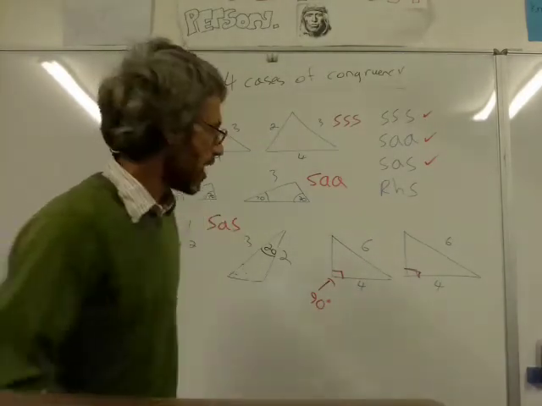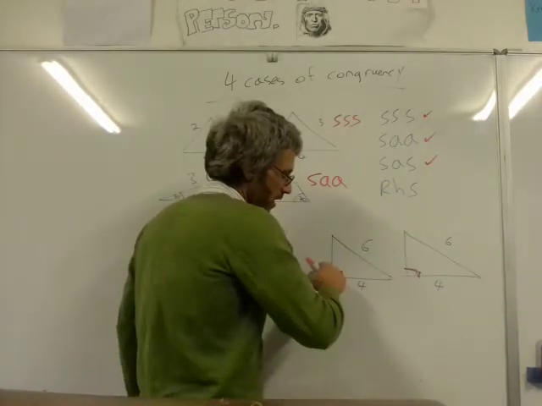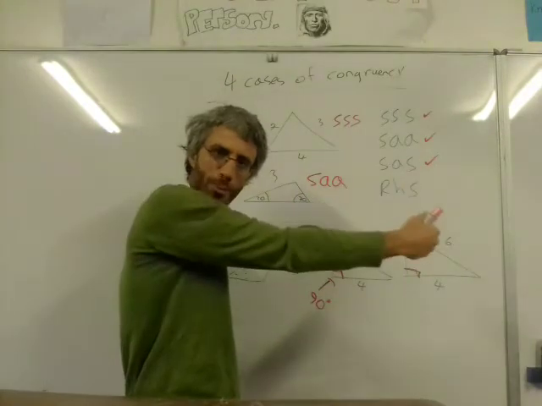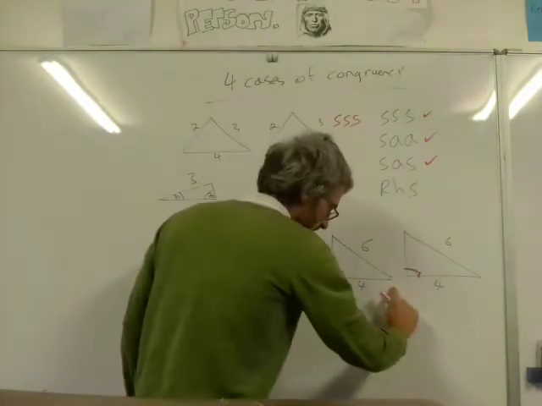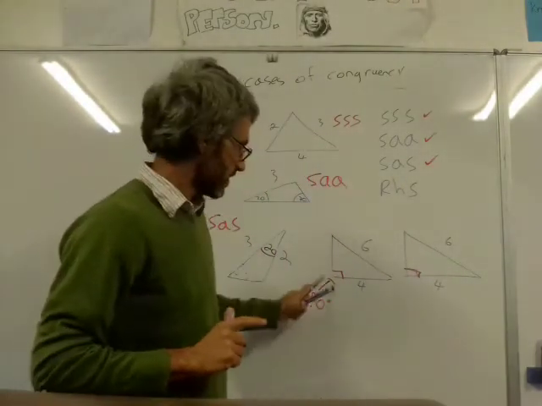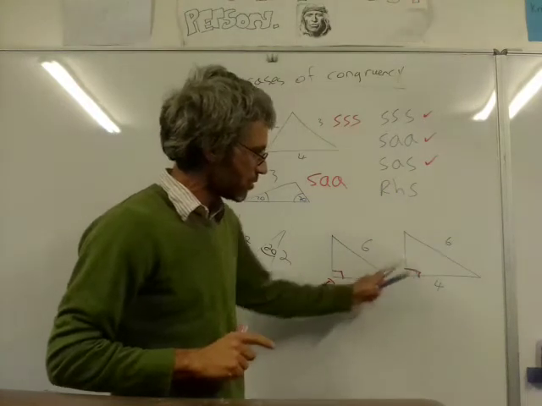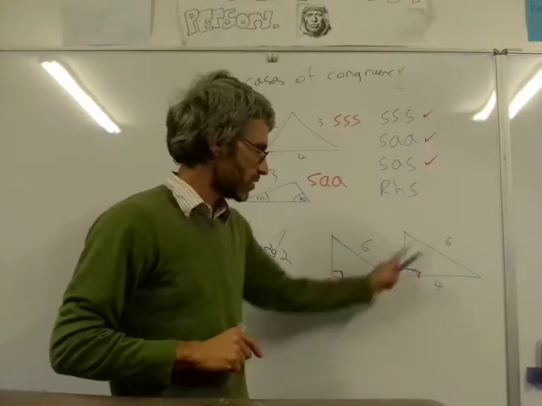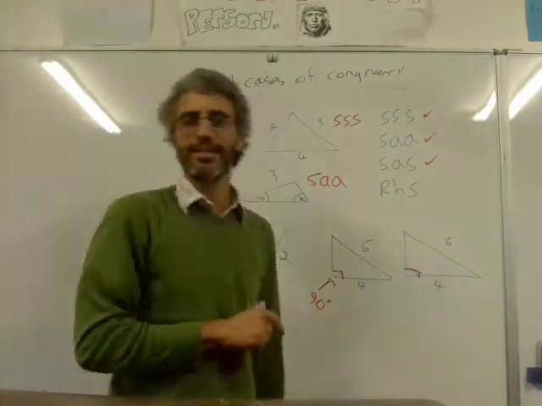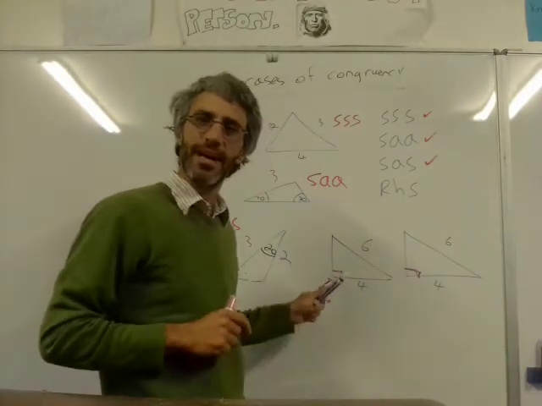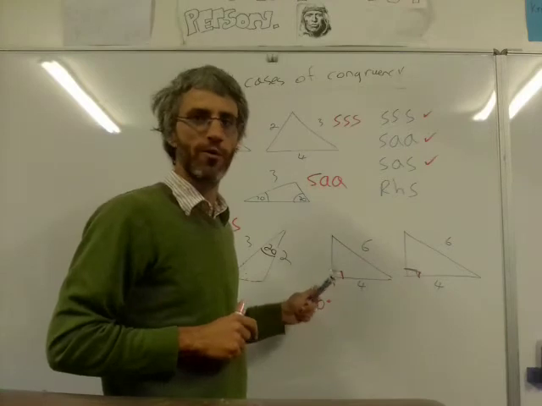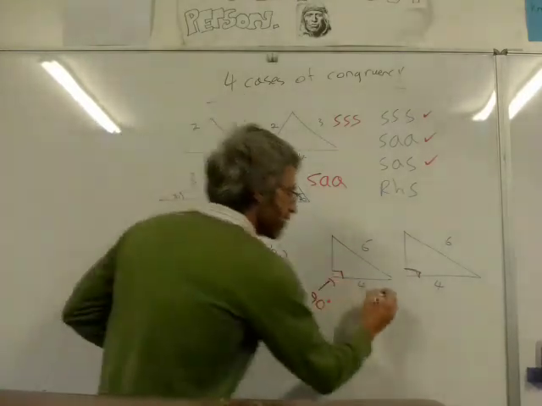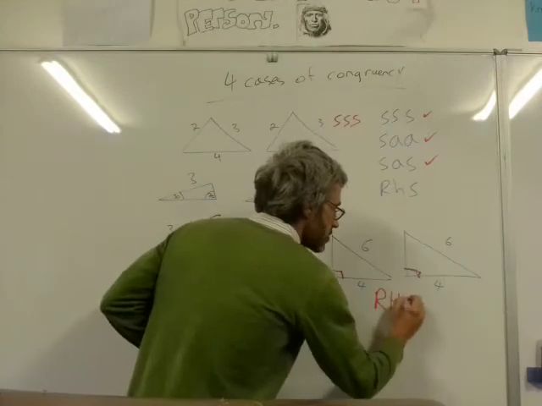So if you got a triangle with the hypotenuse, this is called the hypotenuse, the side opposite the 90 degrees, and another side, and you also know that there's a 90 degrees, and that means that's not between the two sides, then we can still say it's congruent. Only if this is 90. If this was 60 or 70 or 30, whatever, then we wouldn't be able to say congruent. Okay? And the case for congruency is RHS.